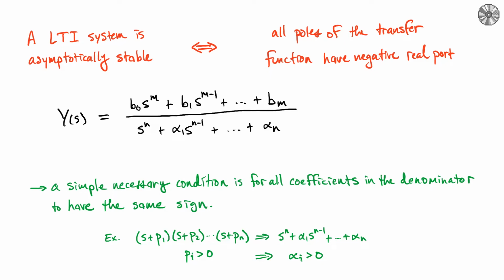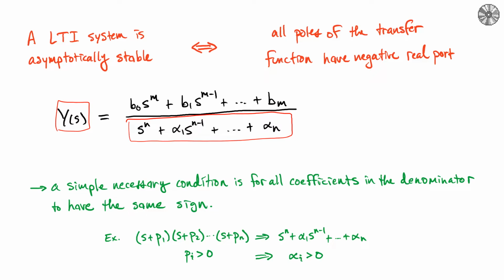In class, we should have gotten down to the point where we established the fact that an LTI system is asymptotically stable if and only if all the poles of the transfer function have negative real part. That means the stability of the system represented by the transfer function Y(s) is determined exclusively by this denominator, in particular by its roots, the values of s that make it zero.